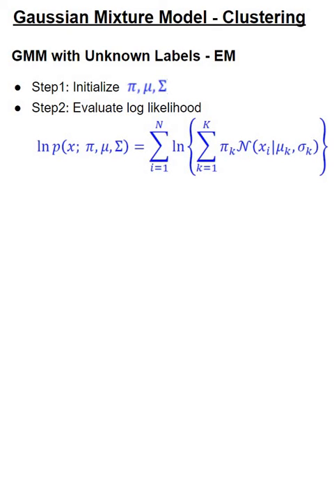The second step is we evaluate the log likelihood. Earlier we derived the log likelihood. We compute the log likelihood now using the parameter values we just initialized. Obviously, the log likelihood value is far from optimal since our parameters are just random values.